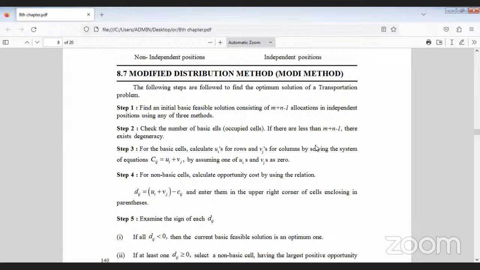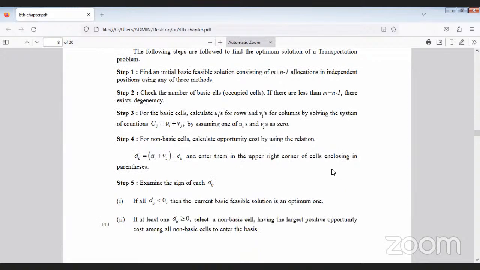For the basic cells, calculate Ui for rows and Vj for columns by solving the system of equations Cij equals Ui plus Vj, by assuming one of the Ui or Vj is 0. For non-basic cells, calculate the opportunity cost using the relation Dij equals Ui plus Vj minus Cij. Enter them in the upper right corner of the cells, enclosed in parentheses. So therefore Dij is equal to Ui plus Vj minus Cij.